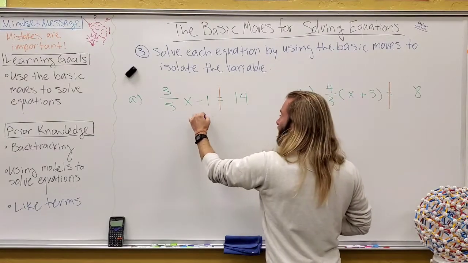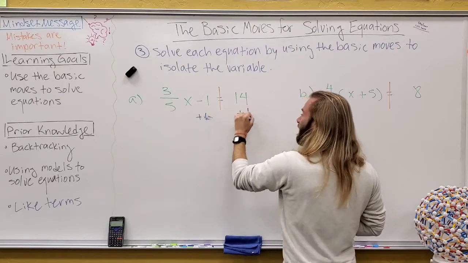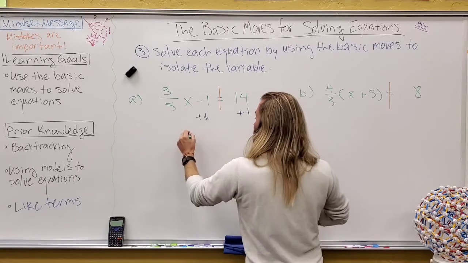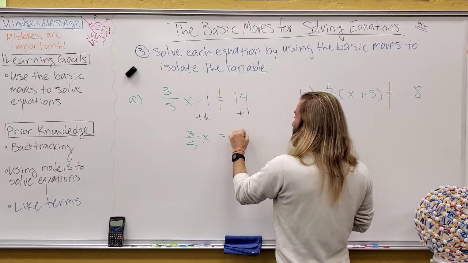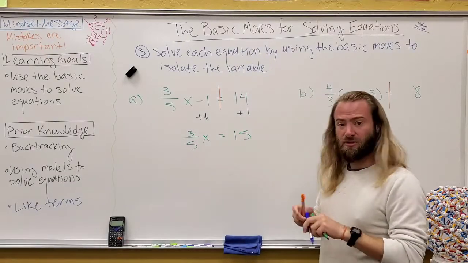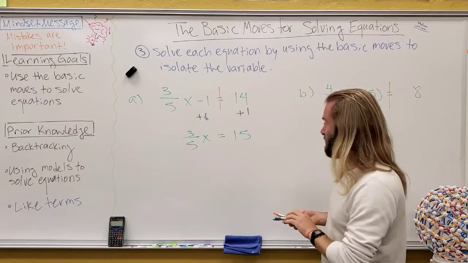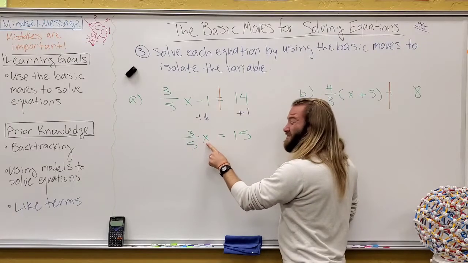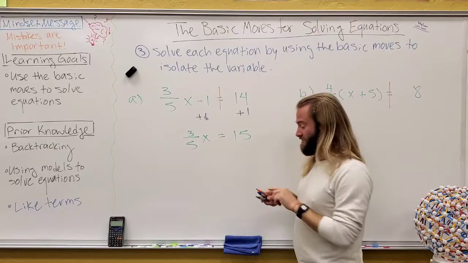So in order to backtrack that, I'd add 1 here, and I'd add 1 there, and it would leave me with 3/5 x equals 15. And at this point, I'd like you to think about using your reasoning with fractions, or your proportional reasoning too, because what we're saying is 3/5 of some number I don't know is 15. 15 is 3/5 of something.